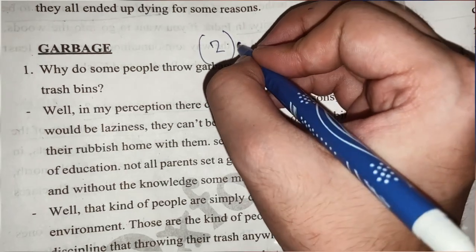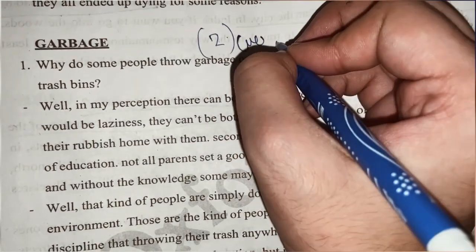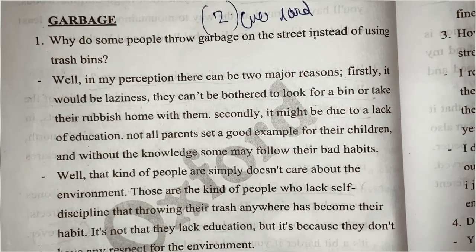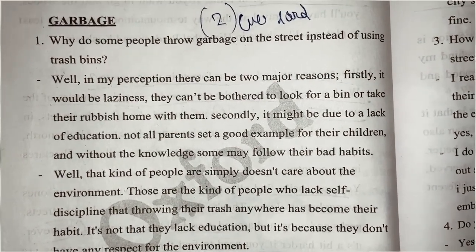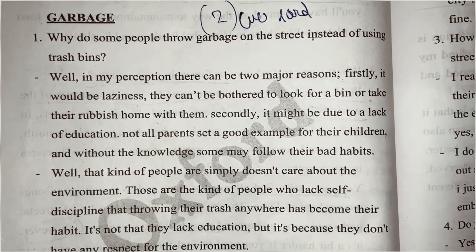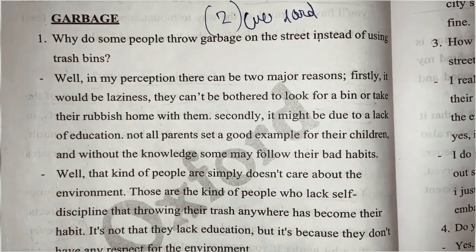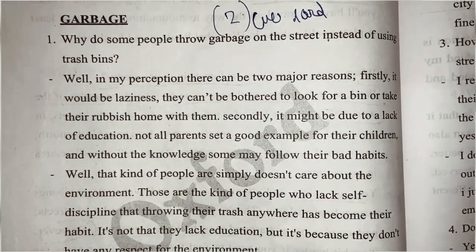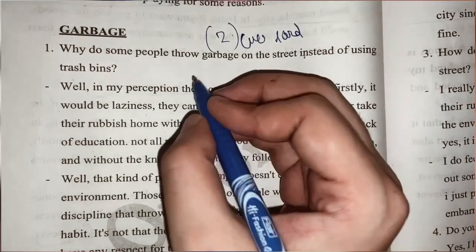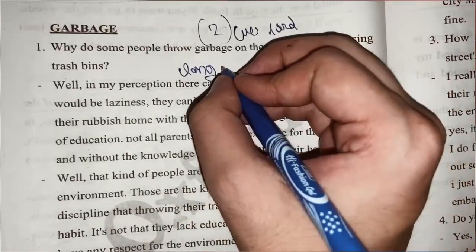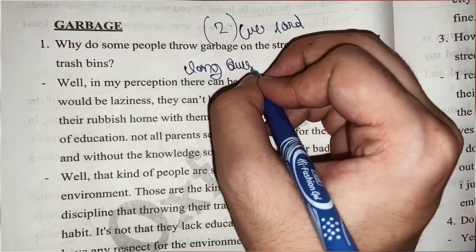So second topic: why do some people throw garbage on the street instead of using trash bins? Well, in my perception, there can be two major reasons. Firstly, it would be laziness. They can't be bothered to look for a bin or take their rubbish home with them.